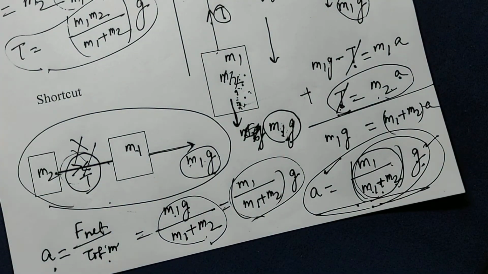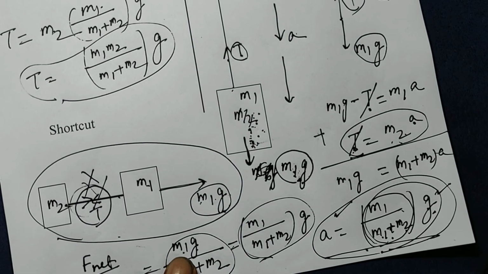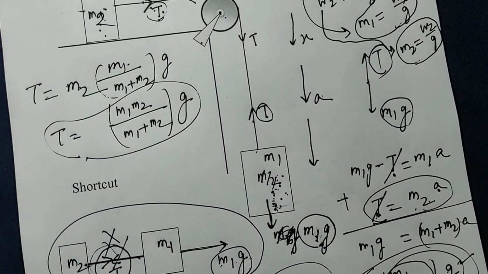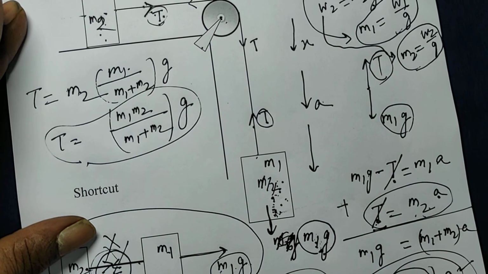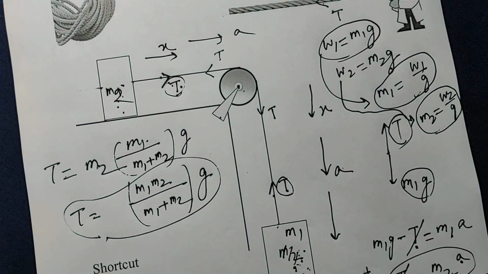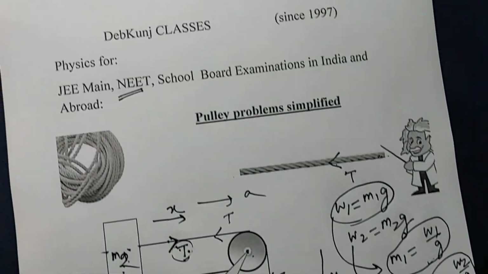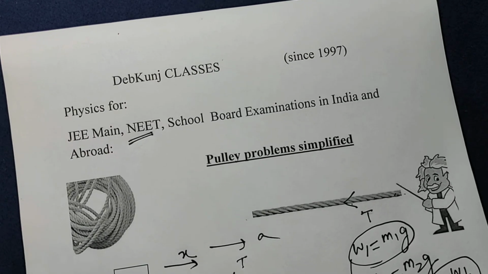So that is how you can find it out quickly in less than 1 minute if you are a NEET aspirant, because the questions are asked in such a way that the time available to you is only 1 minute. So you must learn certain tricks. Okay, I'll be uploading a few more videos on pulleys that can help you solve your numerical problems in NEET quickly.